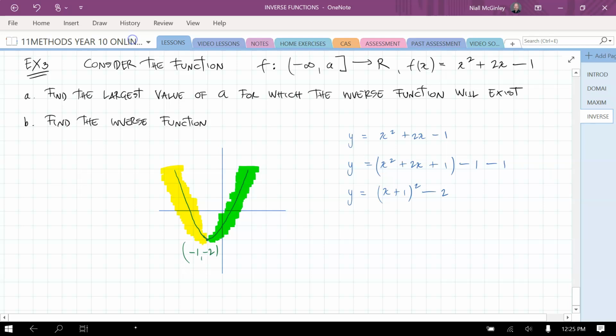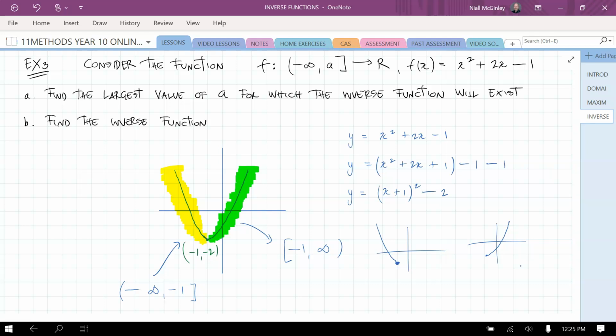I could either restrict the domain so that it's negative infinity to negative 1. That would be this yellow section here. Or the green section, I could have it as negative 1 to infinity, and then I would have a function like this. So that would be the yellow section here, or I would have the right hand side of the parabola. Both of these would be one-to-one functions, therefore they would have an inverse.